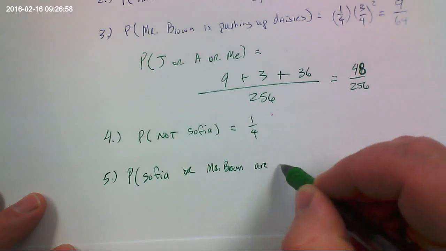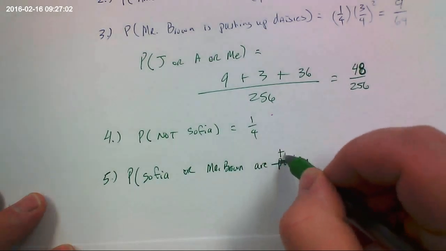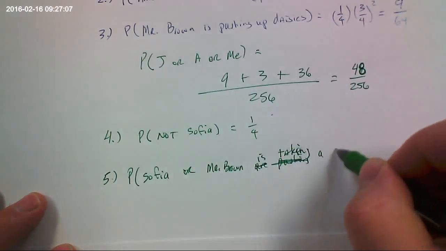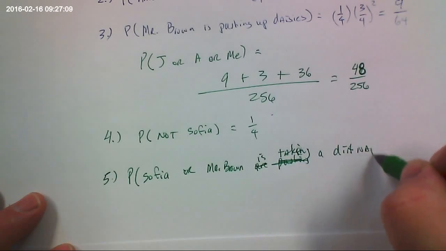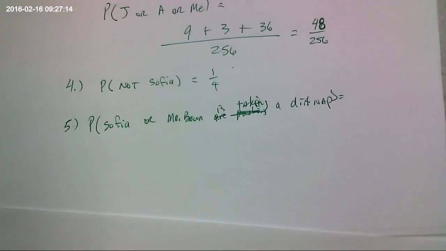One of us is going to be pushing up daisies. No, we already got that. Taking a dirt nap. Yeah, these are all euphemisms for being dead. So what do you got?